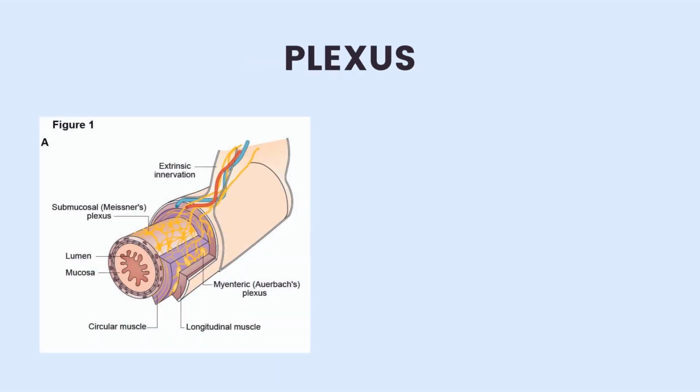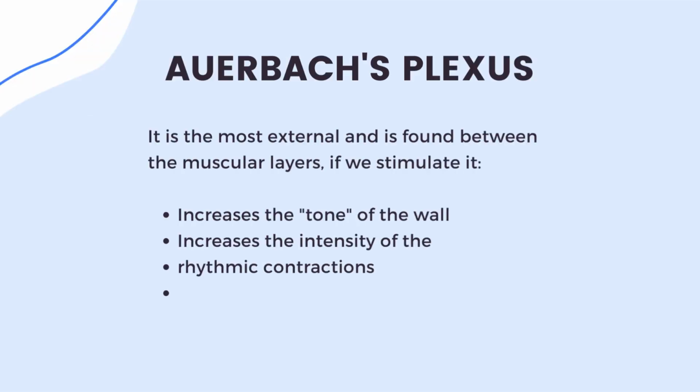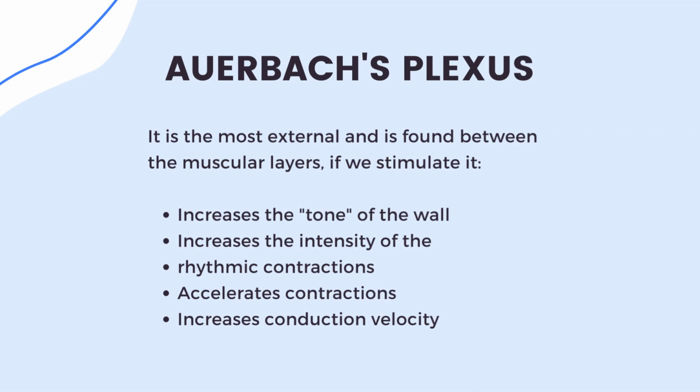Auerbach's plexus is located between the longitudinal smooth muscle layer and the circular smooth muscle layer, while Meissner's plexus is located in the submucosa. Let's make a cut in the image, and here we can better appreciate Auerbach's plexus between the two muscle layers and Meissner's plexus in the submucosa. Auerbach's plexus is the most external, and if we stimulate it, the following happens. We increase the tone of the wall, we increase the intensity of the rhythmic contractions, we accelerate the contractions, and we elevate the conduction velocity.